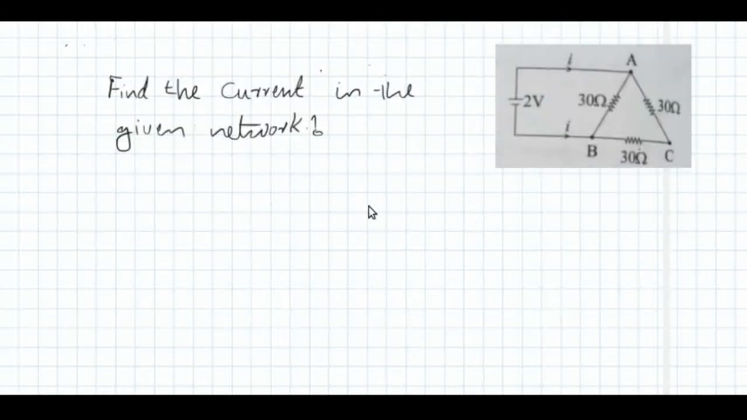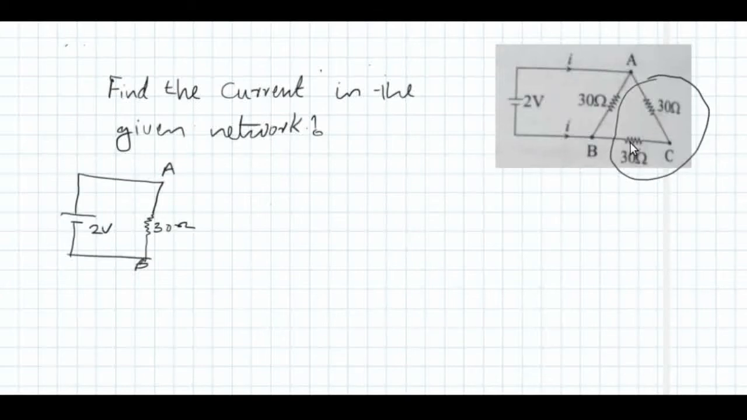Then we have another network. Find the current in the given network. So for this network, what is the current I coming from this cell? Again, we can see that these two 30 ohm resistors are in series combination. When a 30 ohm is in series with another 30 ohm, what is the effective resistance? 30 plus 30 will be 60 ohm.